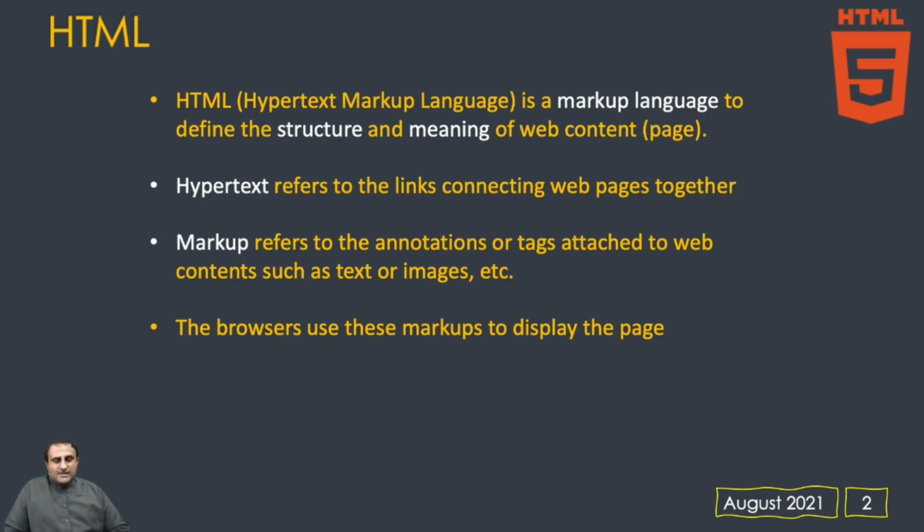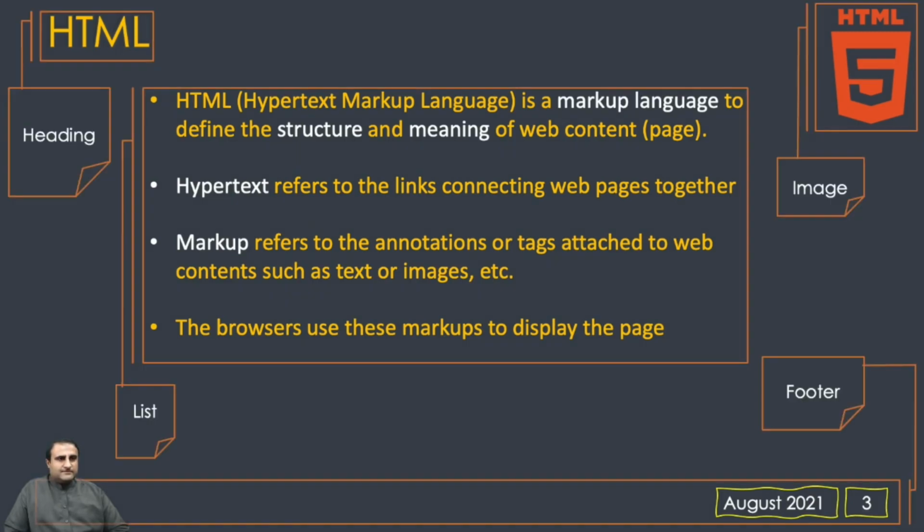Browsers usually use these markups or tags to display the page. How to display the content is instructed to the browser through these markups or tags. So for example, if we attach tags to this slide, at the top we have a heading. In the middle we have the list, so we can attach a tag as a list. At the top right we have an image, so we can attach an image tag to it, and at the bottom we have a footer, so we can attach a footer tag to it.